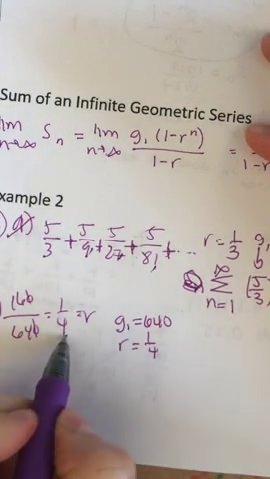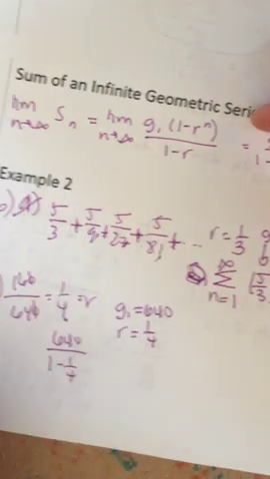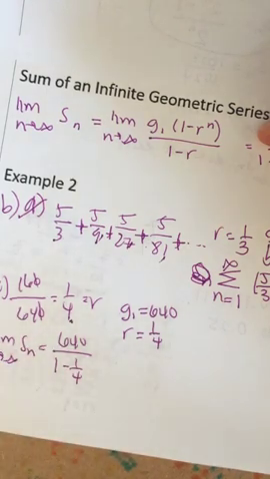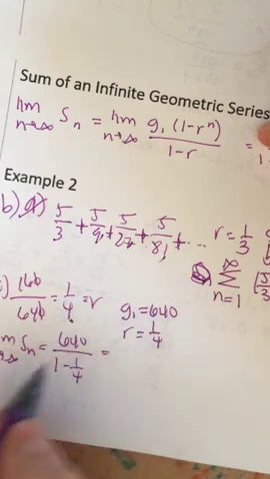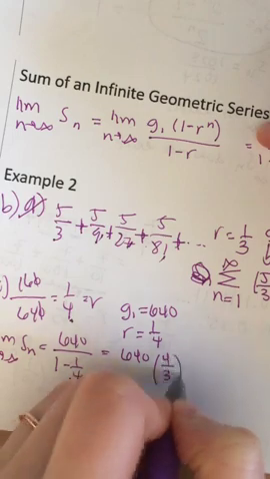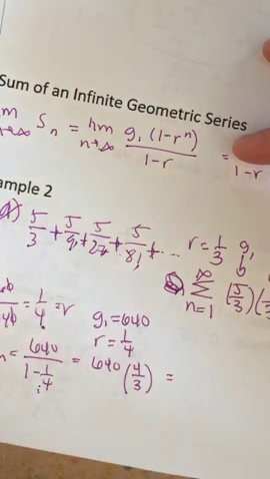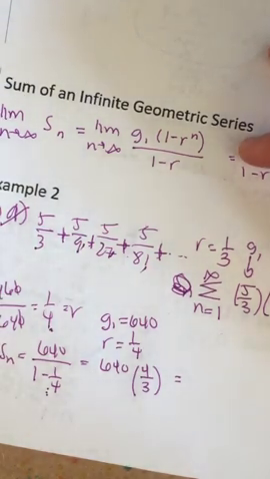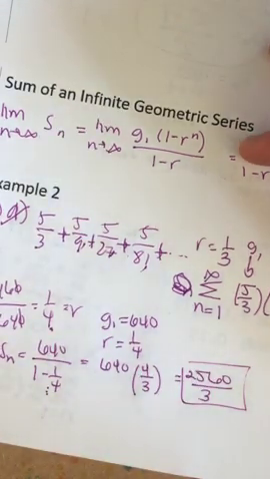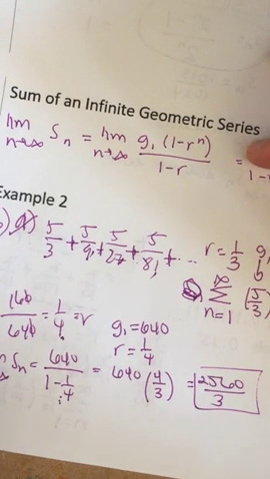If R is less than 1, it converges. So I can use the 640 divided by 1/4. This is the limit, to use proper terminology. The limit of s sub n is equal to this. This is 640 multiplied by the reciprocal. So it's 4/3, and that doesn't divide by 3. So that's a big number, and it's going to end up being 2,560 divided by 3.